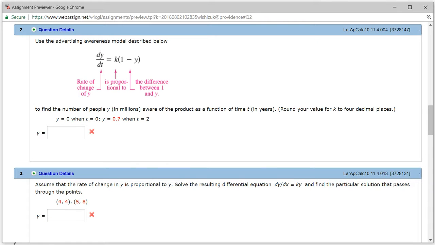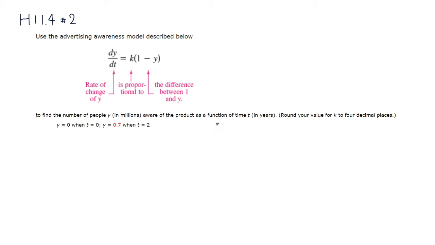Alright, let's look at the homework 11.4, problem number 2. Let's solve this separable equation. Since this is a separable equation, I'm going to divide through by 1 minus y. So we have 1 over 1 minus y times dy over dt, and this is equal to just k.